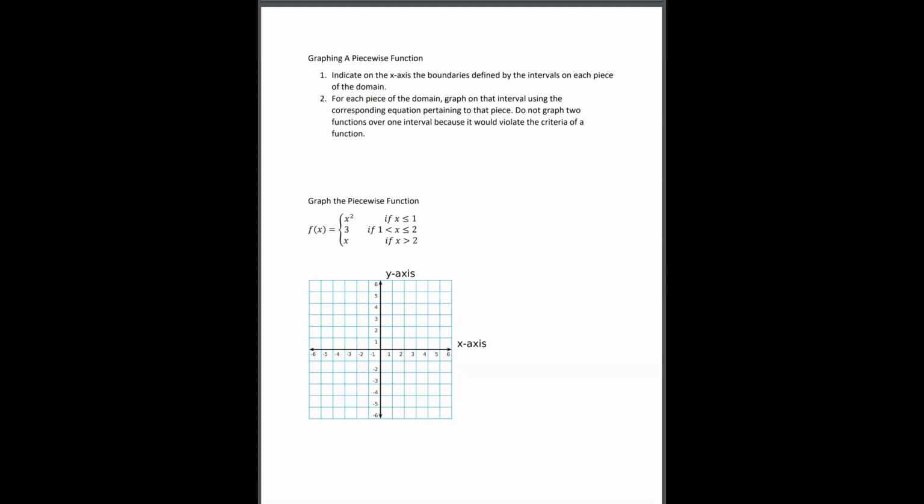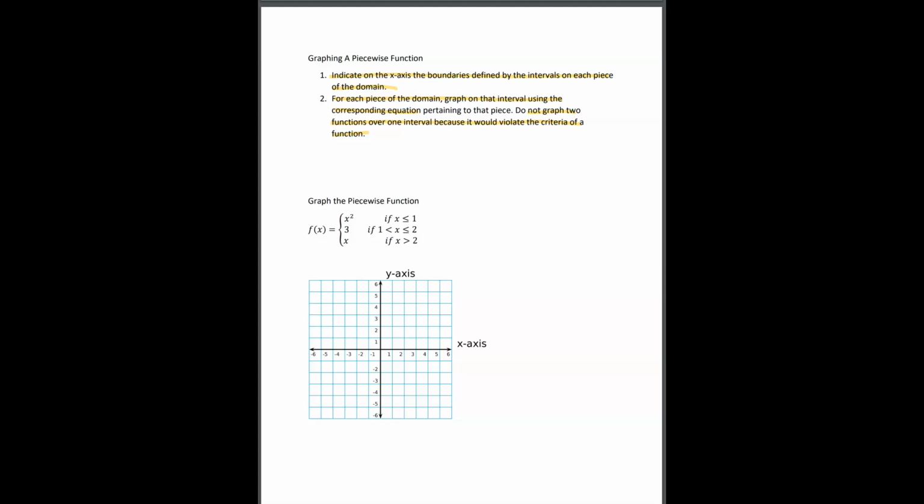So first thing we're going to do is indicate on the x-axis the boundaries that each interval is going to use, okay? And then once we do that for each piece of the domain, we're going to graph the interval using the corresponding equation, okay? Do not graph two functions over the same interval because that just kind of breaks all the rules, okay? And it's going to make for a really, really messy graph.